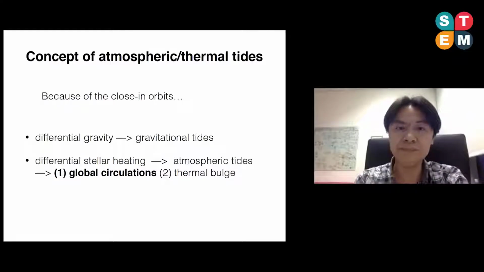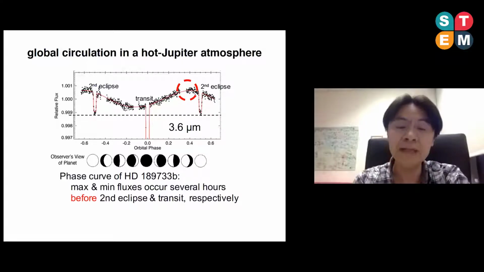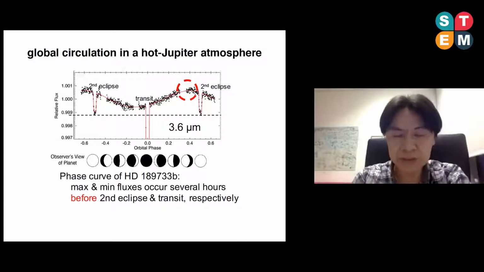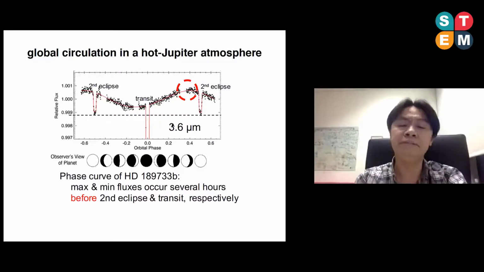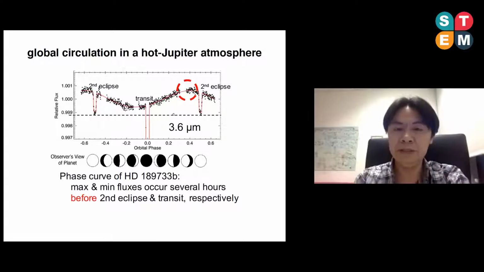global circulation. Here is a phase curve of a hot Jupiter, HD 189733b. The data were taken with the Spitzer telescope at a wavelength of 3.6 micron. The dashed line is plotted at the bottom of the secondary eclipse, during the entire transit light curve. All the flux below this dashed line comes from the stellar irradiation, and everything above this line comes from the thermal emission from the planet.